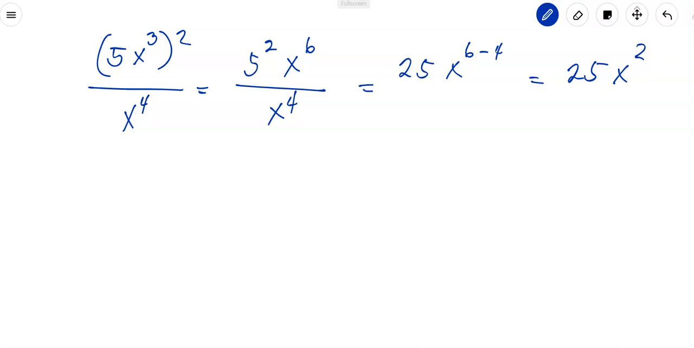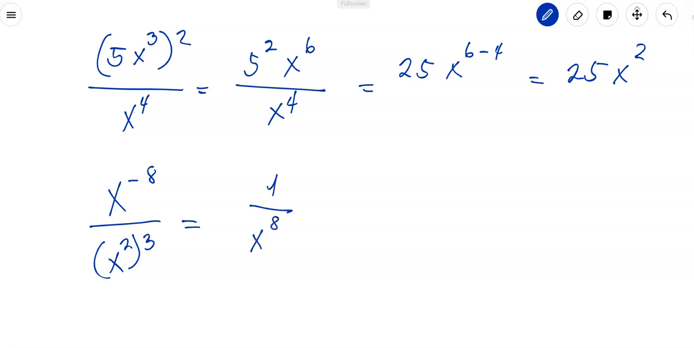How about if we have x to the negative 8 over x squared, cubed? What will be the result? We consider that the top part is negative, and the bottom is all positive. So we can move that one to the bottom, which is 1 over x to the 8. Or let's say we have 1 over x to the power of 8 times x to the power of 6. Therefore, the result is 1 over x to the 6 plus 8. This one is multiplication, so we have x to the power of 14.